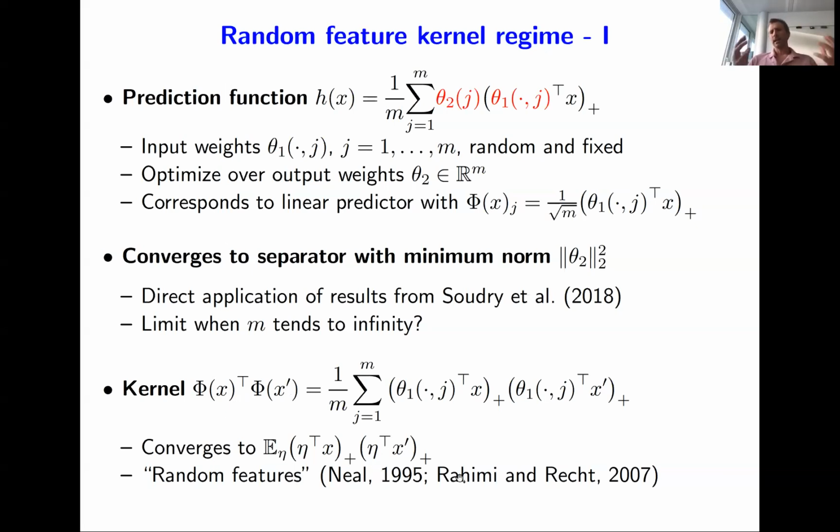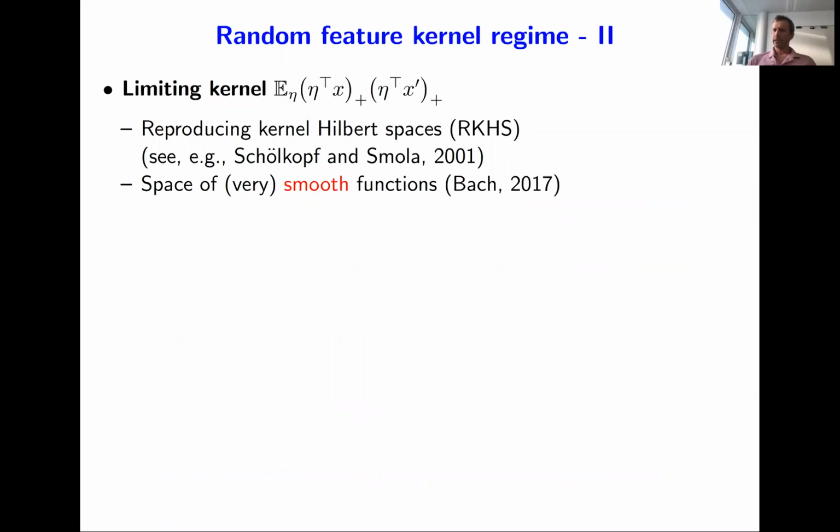And you converge to a kernel method. In fact, this is well known from the random feature analysis started by Neal in '95 and Rahimi and Recht in 2007. Typically, they start from a kernel, which is an expectation, and approximate it using an empirical average. Here, we use it in the other direction. We want to study the limit when m goes to infinity, and we end up with a kernel method. So this is to be expected: we have a linear model, so we converge to a kernel method. Now the question is, what is the limiting kernel? You can show that it's a kernel of smooth functions.